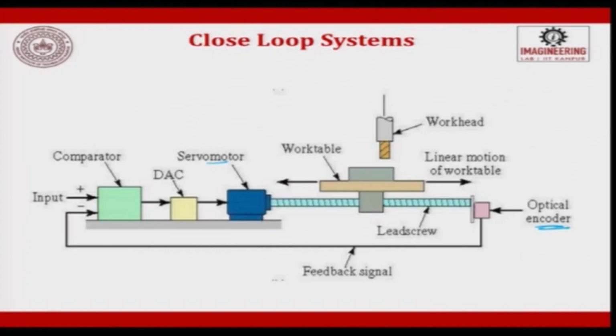So, this will try to count, and next time this fellow will give you a feedback signal of only 99. So, this is compared: 100 has to go, 99 has gone. So, it will try to see whether we should give one signal more or less. Then that is converted, a digital to analog converter is used, and that signal is given here, and then that is in turn given to the servo motor.